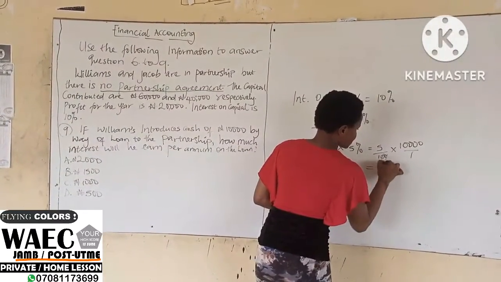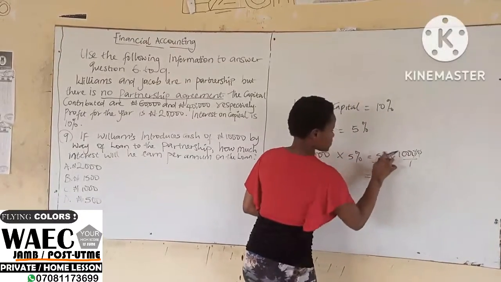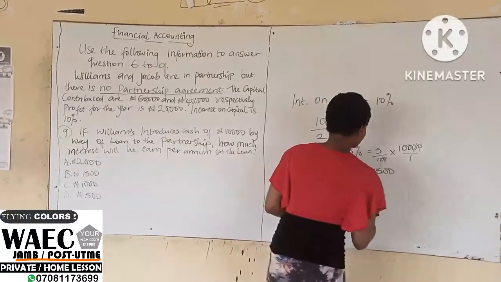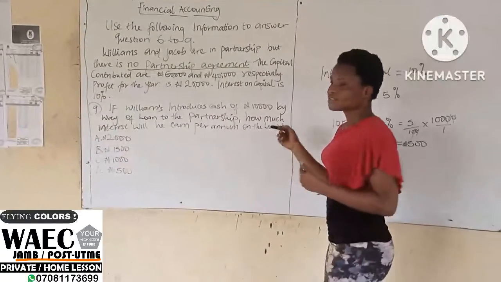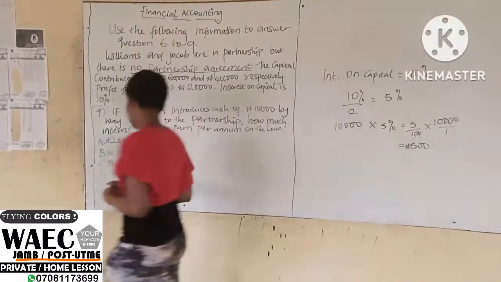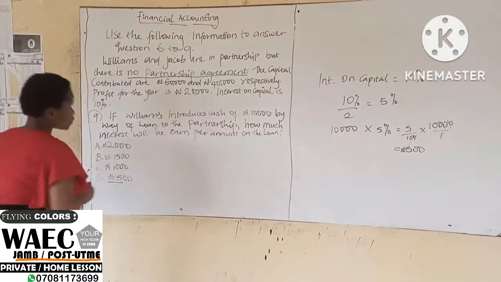Okay, cancel that. 5 times 100 will give us 500. So the interest he will be getting on his new introduction of cash as a loan to the partnership will be 500, which is option D.